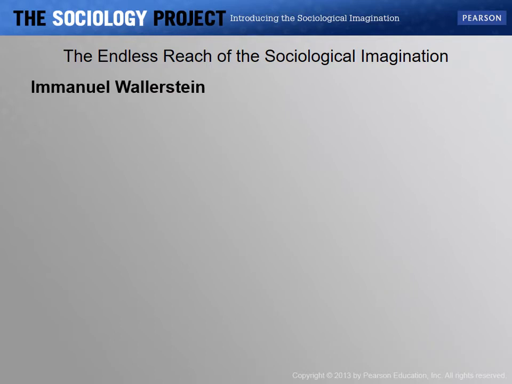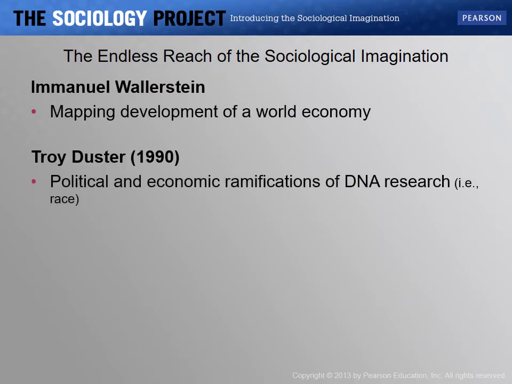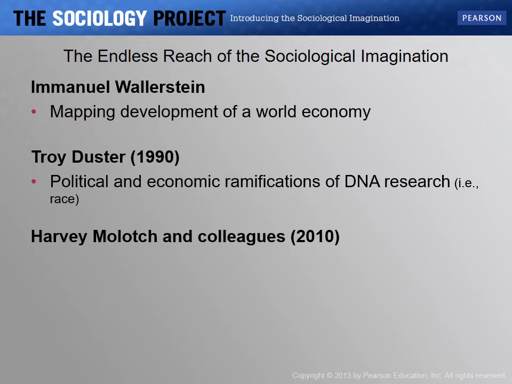Immanuel Wallerstein was a famous sociologist who mapped the development of the world's economies. He's the person, for example, that first used the terms first and third world countries based on their economic status. Troy Duster looked at the implications, both politically and economically, of DNA research. Anyone who's taken a DNA test probably saw the long disclosure that was included with the testing and who has access to it. And we'll talk more about that when we get to adoptions.